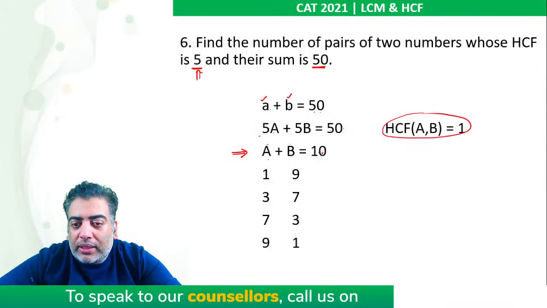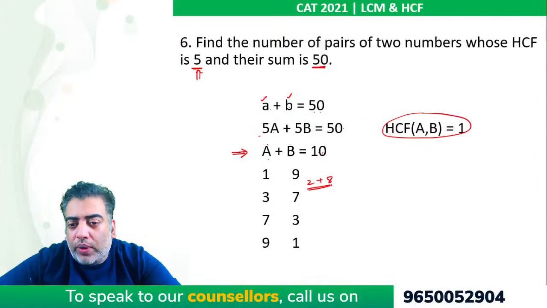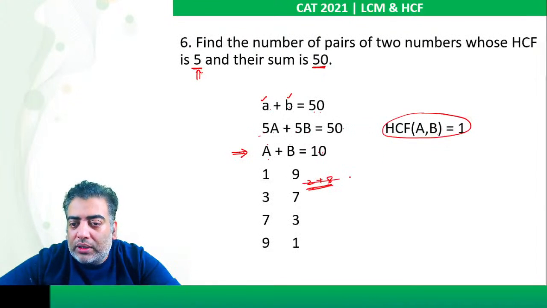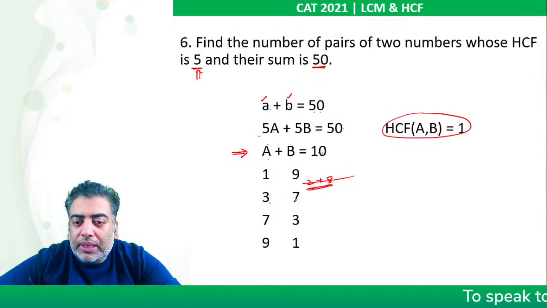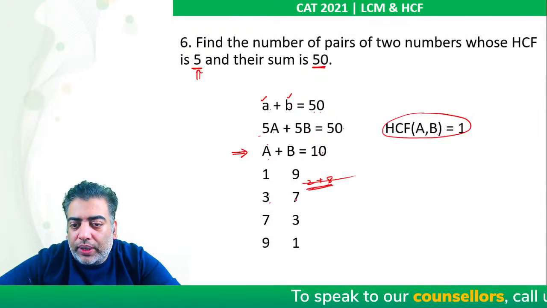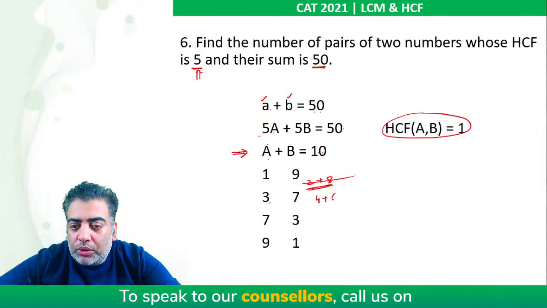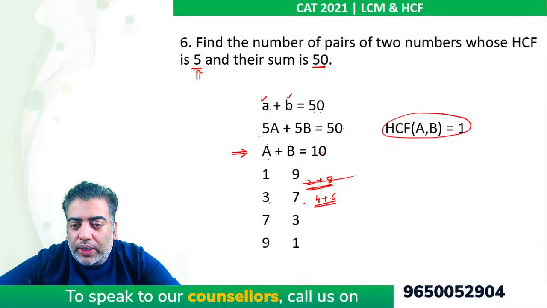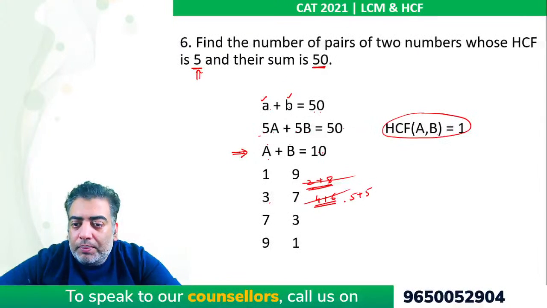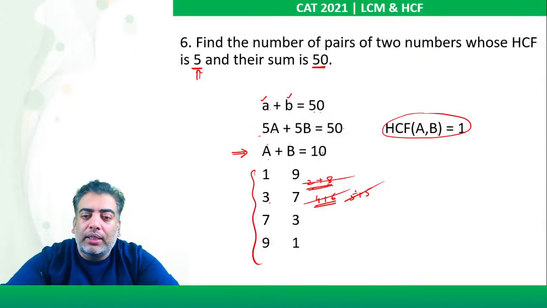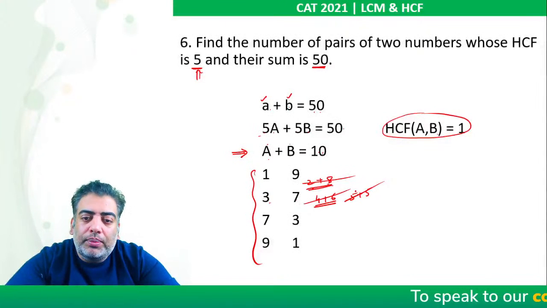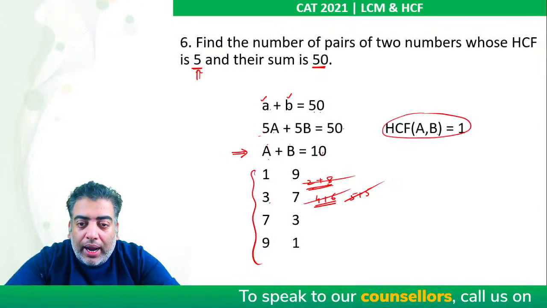So 1 plus 9 is 10. 2 plus 8 is also 10, but the HCF of 2 and 8 is not 1. Both are even numbers, their HCF is 2, hence ruled out. 3 plus 7 is 10, wherein the HCF is 1. 4 plus 6 is also 10, but the HCF is not 1, so ruled out. 5 plus 5 is also 10, but the HCF is not 1, hence ruled out. So I have written only those cases wherein the HCF of the two numbers is 1 and a plus b is 10.